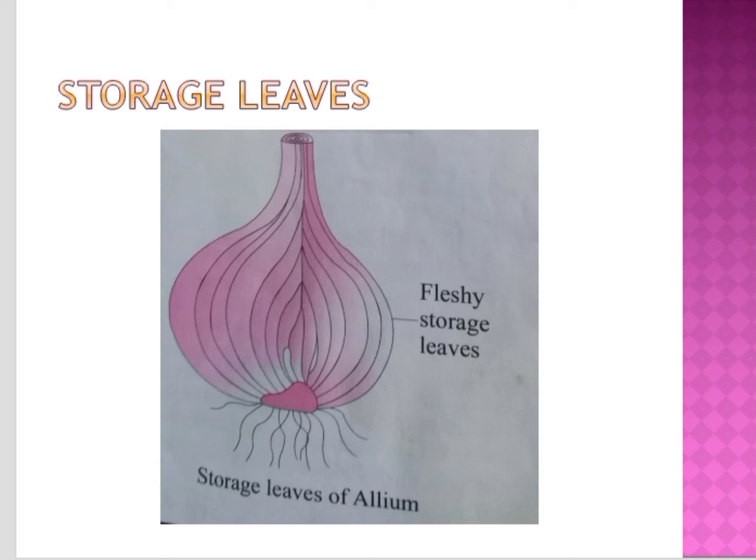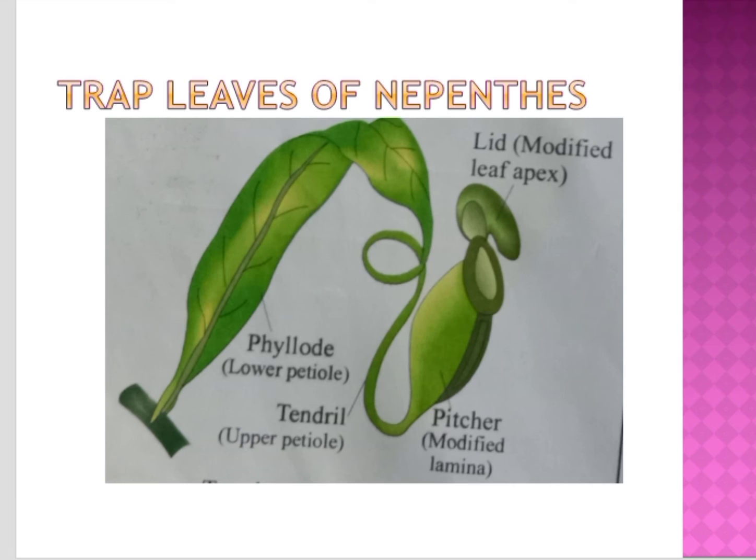Next, coming to the insectivorous leaves or trap leaves. The leaf tip, that is the apex region, is modified into a trap to trap insects for nitrogen, which is deficient in the soil. Plants are modified into these insectivorous trap leaves to trap insects, which contain digestive enzymes that digest the insect.